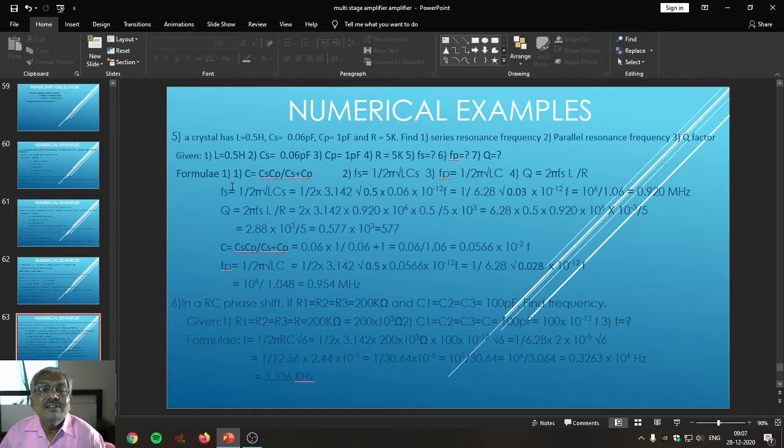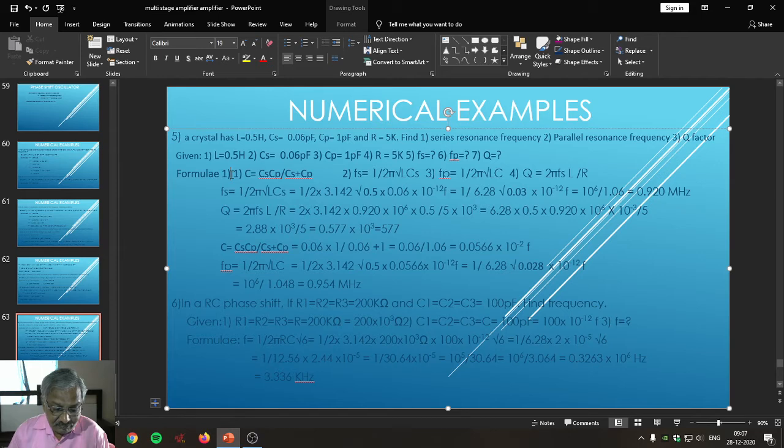Formula for that, it is C is equal to... Given quantities, we have written it: L is equal to 0.5 Henry, Cs is equal to 0.06 picofarad, Cp is equal to 1 picofarad, R is equal to 5K. We have to calculate Fs, we have to calculate Fp, and we have to calculate Q.